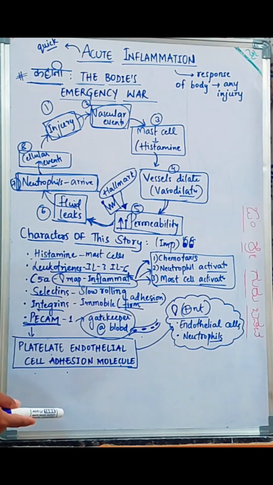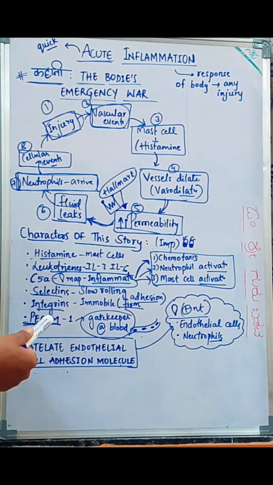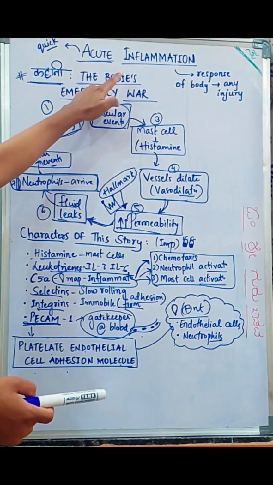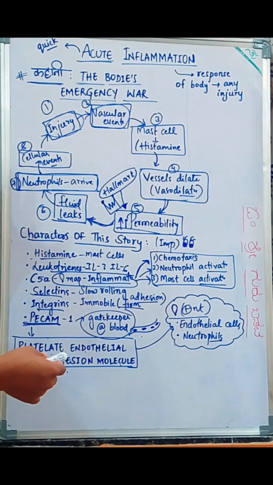So today's topic is acute inflammation. It is one of the most important topics in the NEET MTS as well as RGUHS. So we will study it through a simple story, and let me tell you this: acute refers to quick, and inflammation refers to any response of the body to injury. So the story goes like this.